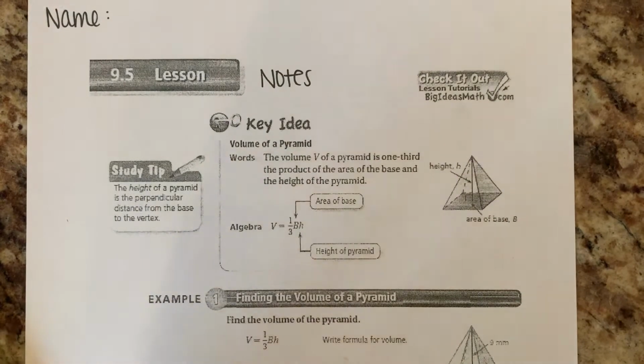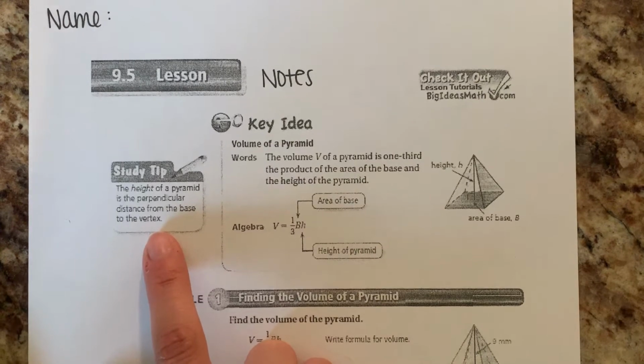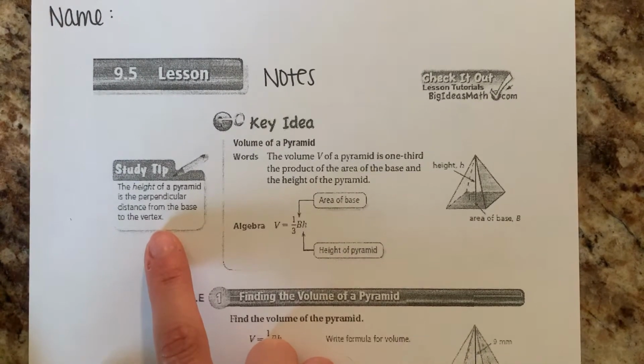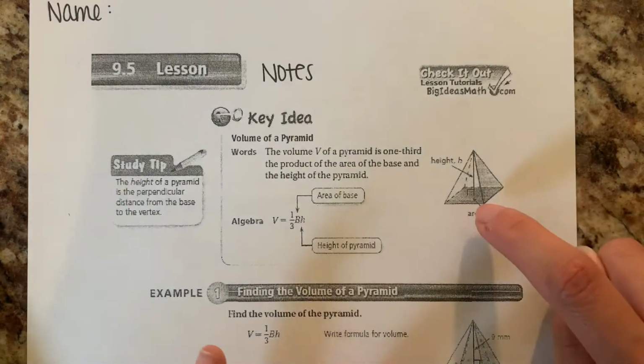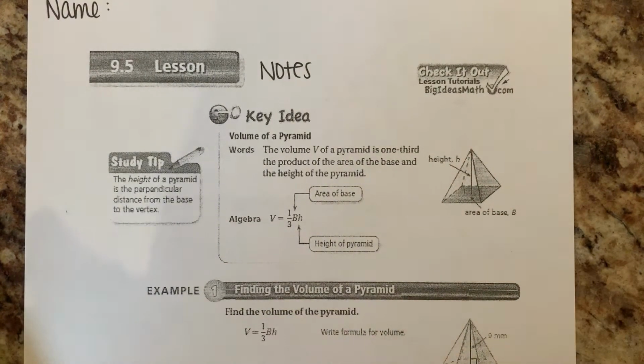We have two types of bases here. We either have a rectangular base or a triangular base. And then the height of a pyramid is the perpendicular distance from the base to the vertex. So from the center of the bottom up to the point of the pyramid, that is the height.